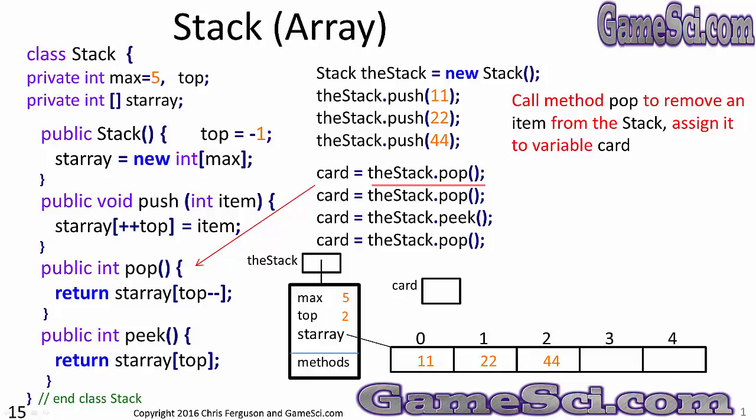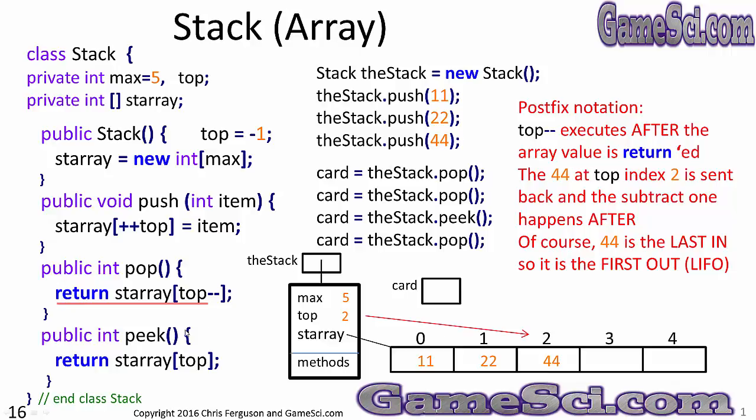Okay, notice how this line is only covering part of this command. We're going to do the stack.pop first, and then we'll come back and do the card equal. Call the method pop to remove an item from the stack and assign it to the variable card. Let's go into pop and see how it executes. Postfix notation. Notice how this red line only goes partway through. We're not doing the minus minus yet. Top minus minus executes after the array value is returned. The 44 at top index 2 is sent back, and the subtract 1 happens after the value is returned.